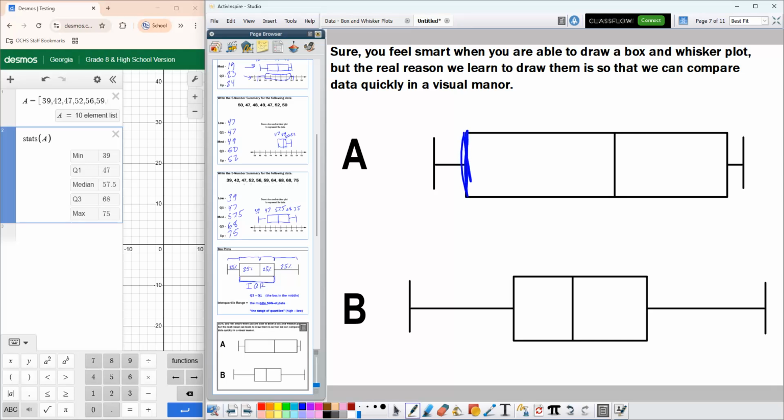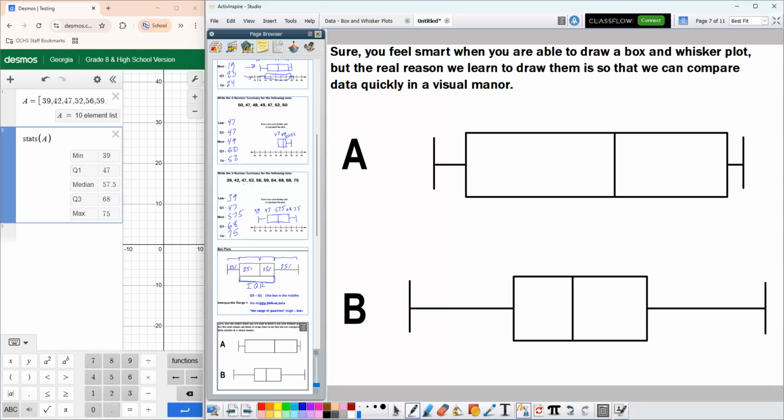A does. There's the first quartile there. Which of these has a higher maximum? Well, B does. There's the maximum there, and there's the maximum there.